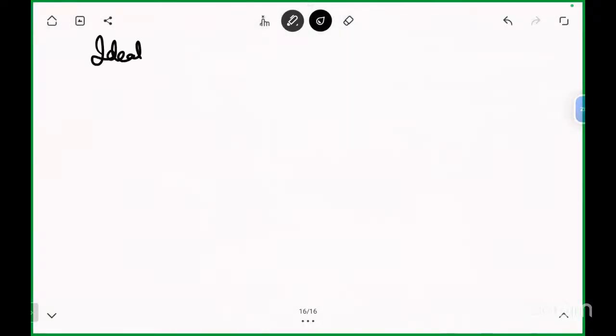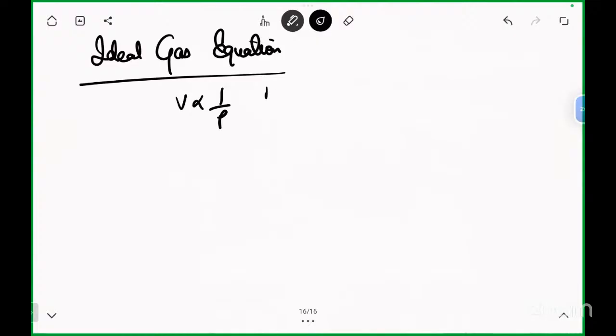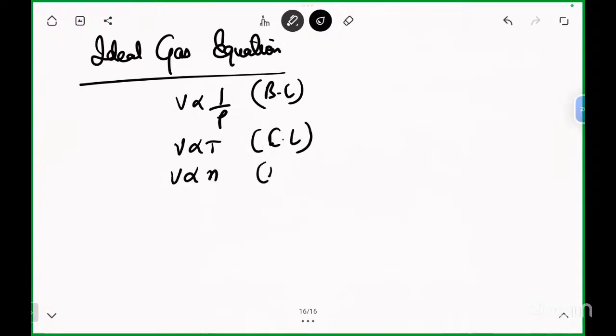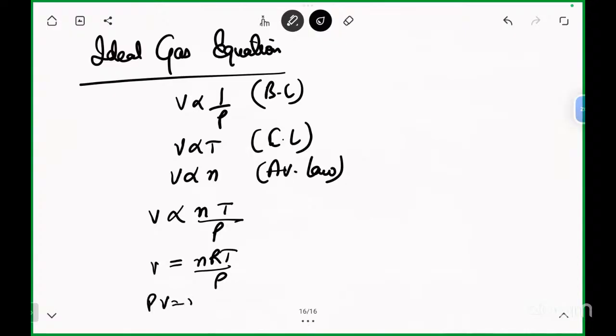Ideal gas equation. Volume is proportional to the number of moles of gas, and if R is kept constant, then V is equal to nRT upon P, that is PV equals nRT. Here n is the number of moles and R is the gas constant.